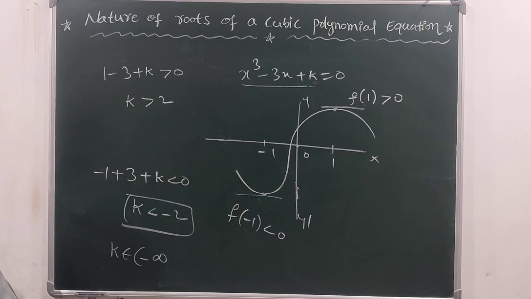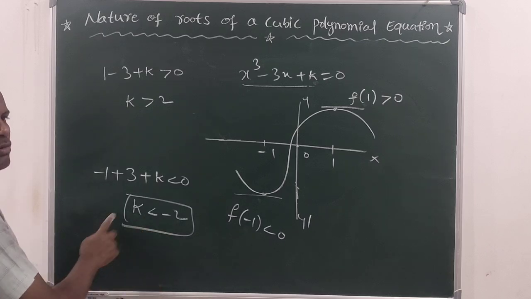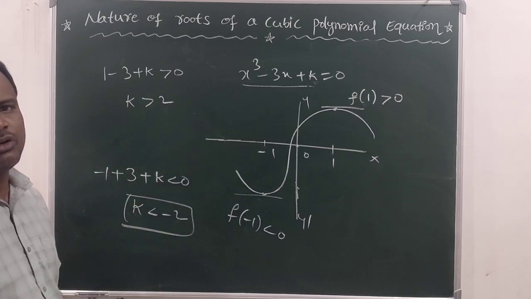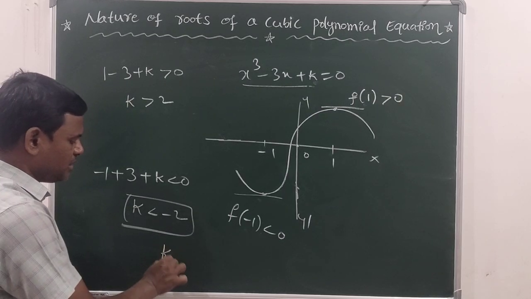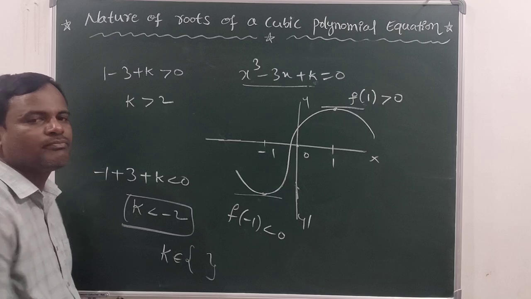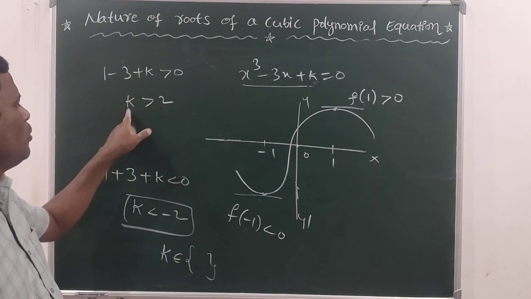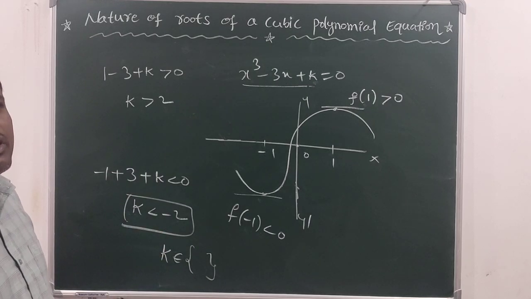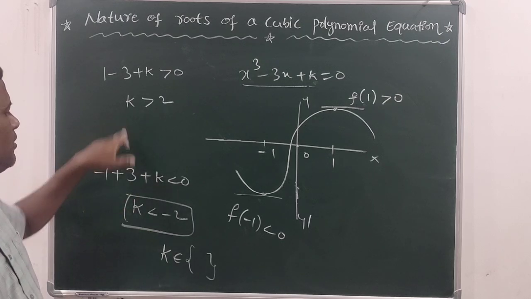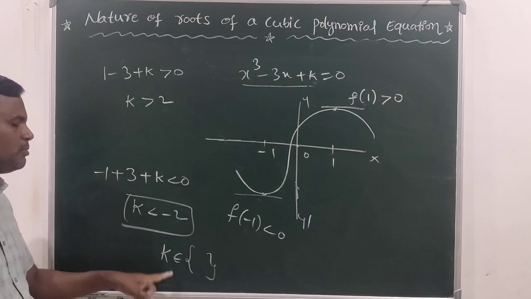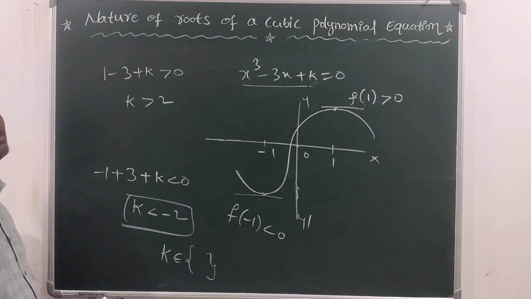So k belongs to minus infinity to -2, and k is more than 2. Is there a common portion? You would have to take the common portion of both. Here it is saying that k is smaller than -2, here it is saying k is more than 2. Is this possible? No. k belongs to an empty set. So I said to take the common interval of these two. Is any value possible for k? No such value is possible. So this does not exist.